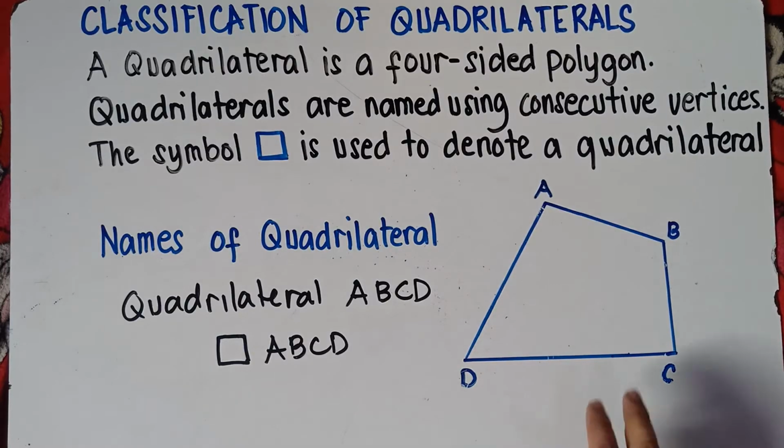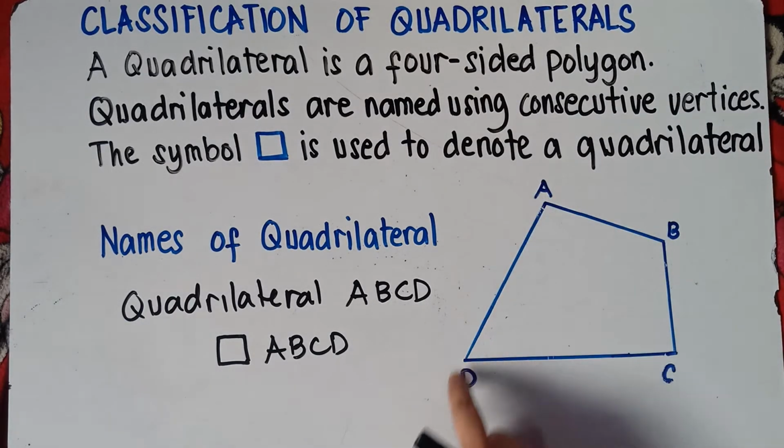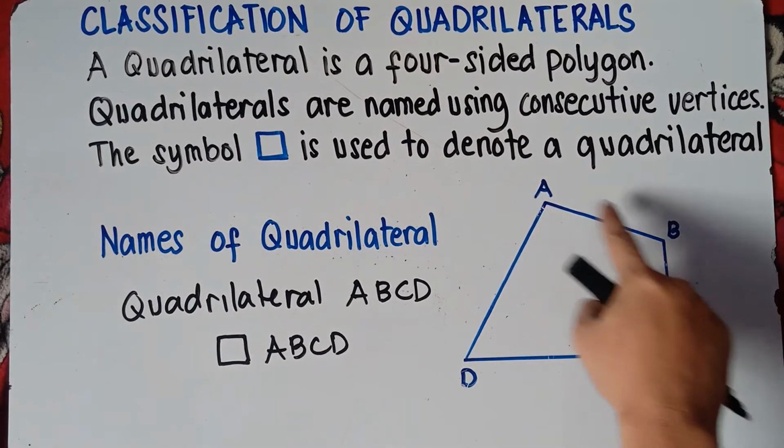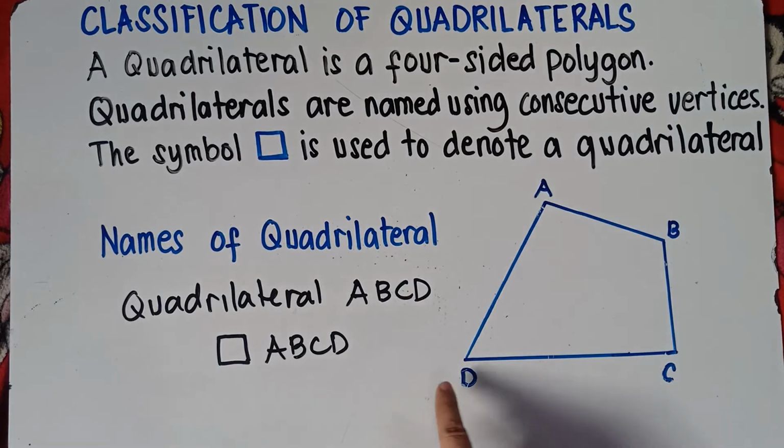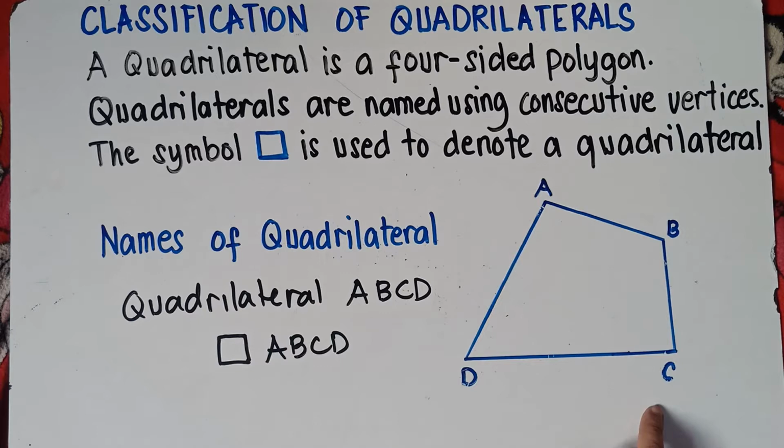So I hope you get this, class. When you read it, it should be consecutive vertices. Example, B, A, D, C, or C, B, A, D. If you read it like D, B, A, C, nope, you will commit a mistake. It should be consecutive vertices.